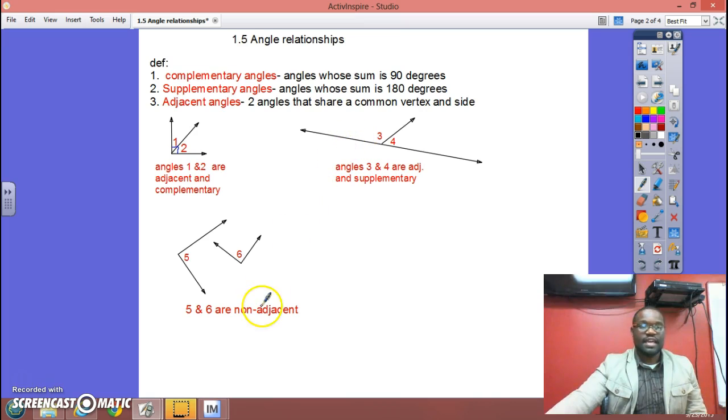All right. Now, angle 5 and angle 6 right here are not adjacent. They're not right next to each other. So that's an example of angles that aren't adjacent. Go back and review that, or pause and write that stuff down if that didn't make sense to you: what adjacent is, right next to one another, and what complementary is, and what supplementary is.